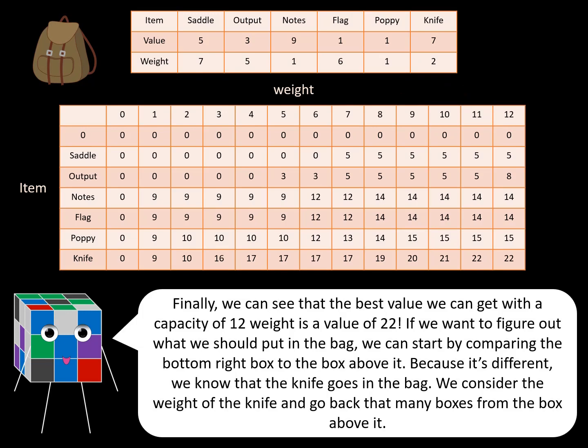Finally, we can see that the best value we can get with a capacity of 12 weight is a value of 22. If we want to figure out what we should put in the bag, we can start by comparing the bottom right box to the box above it. Because it's different, we know that the knife goes in the bag. We consider the weight of the knife and go back that many boxes from the box above it.